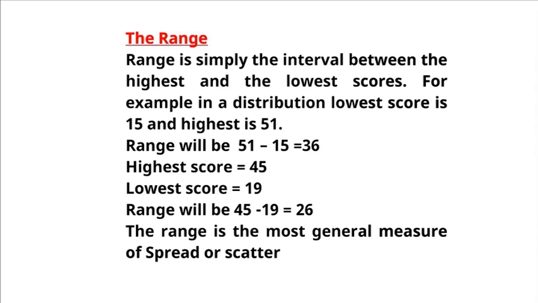Now, take another example. Suppose the highest score is 45 and the lowest score is 19. The range will be 45 minus 19, which is equal to 26. Clear? So, how much the scores are spread or scattered, the range will just indicate the level of spread. The range is the most general measure of spread or scatter.